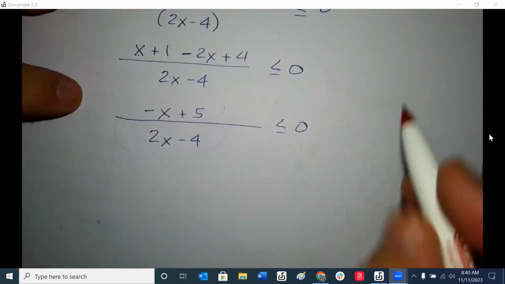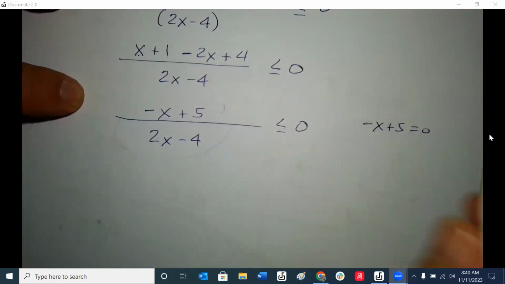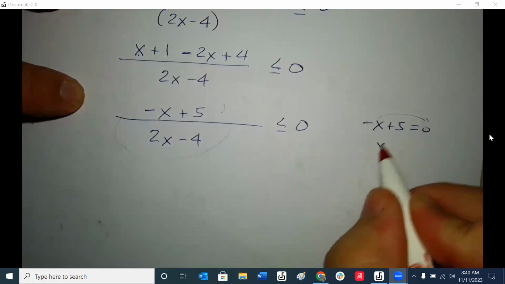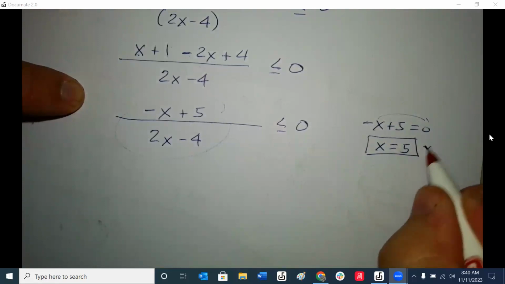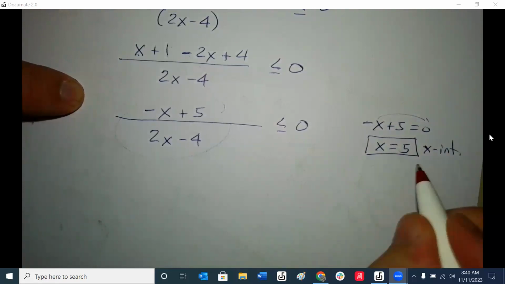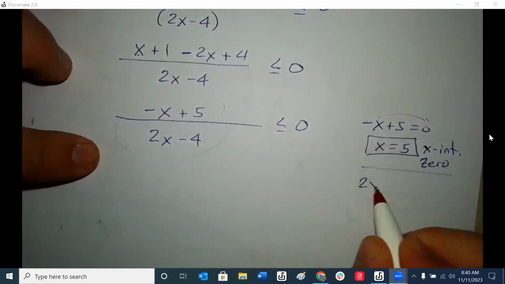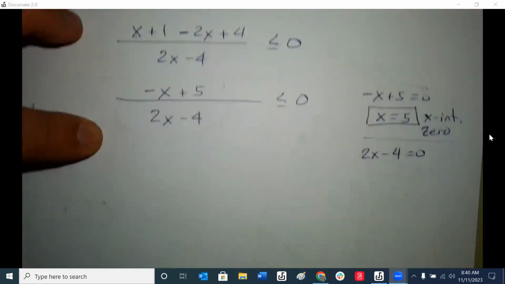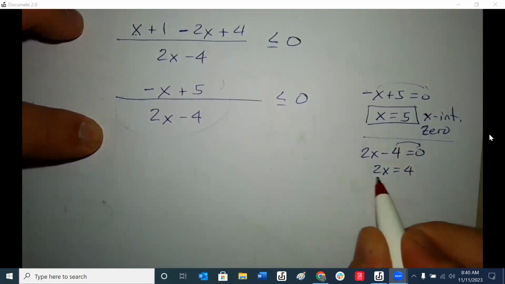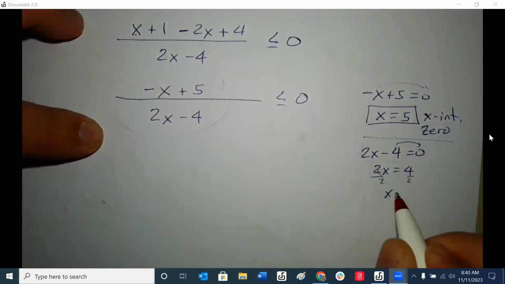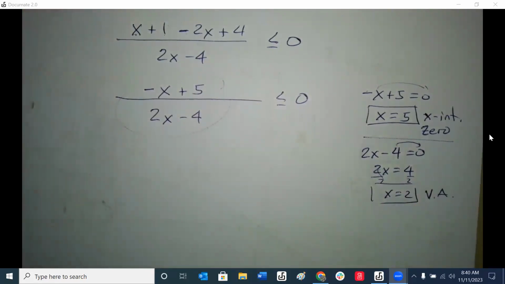So at this point, I could take the top, negative x plus 5, set it equal to 0. So move the x over. So x equals 5. That's my x-intercept, my 0. And on the bottom, I have 2x minus 4, set it equal to 0. 2x equals 4, divide by 2. So x equals 2. This is my vertical asymptote, the line I can't cross.